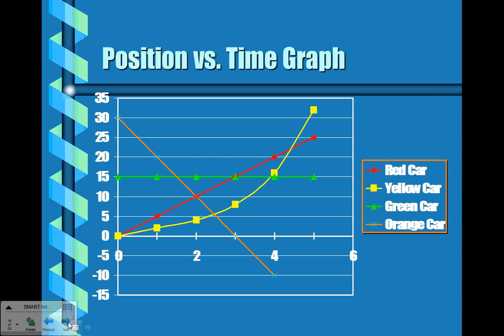And the orange car has a constant velocity, but it is negative. It is moving in a negative direction. That's all it means. It's just moving in the opposite direction as the red and yellow car.